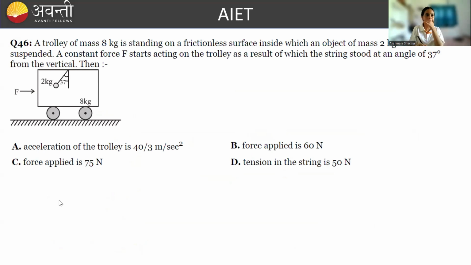Now let's do this question. A trolley of mass 8 kg is standing on a frictionless surface, inside which an object of mass 2 kg is there. A constant force F starts acting on the trolley, as a result of which a string is inclined at an angle of this.